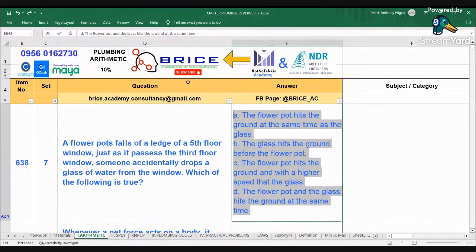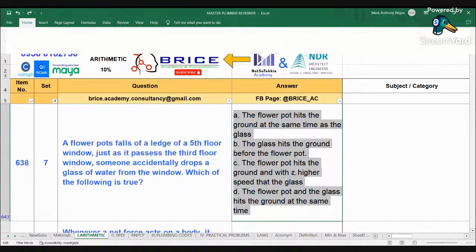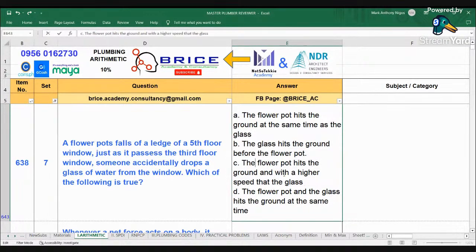So, ano nga ba ang sagot? The answer is C. The flower pot hits the ground with a higher speed than the glass.